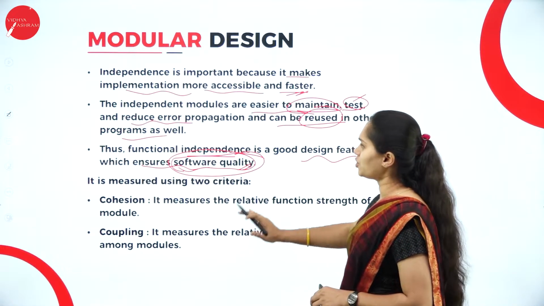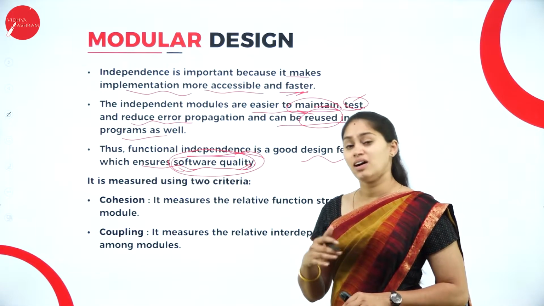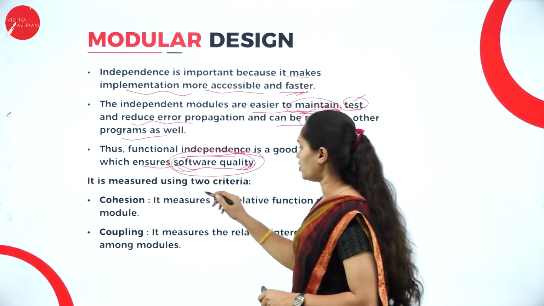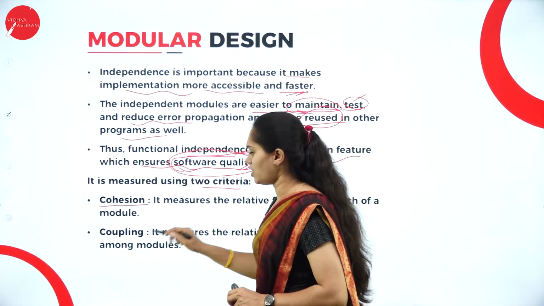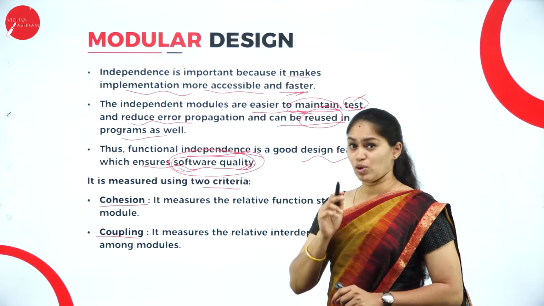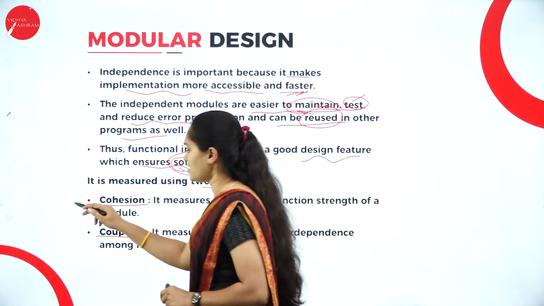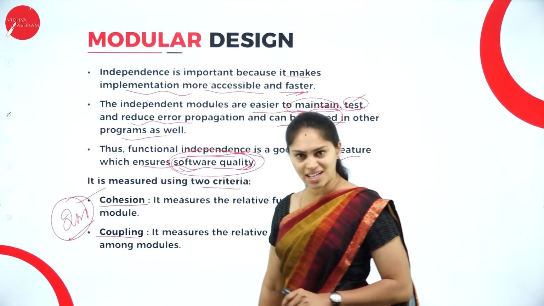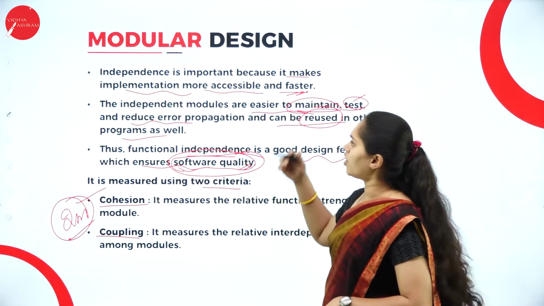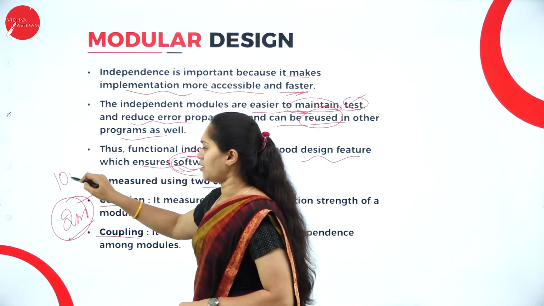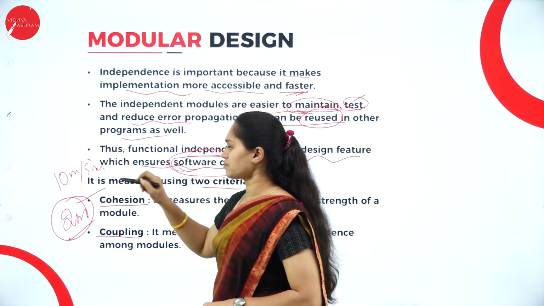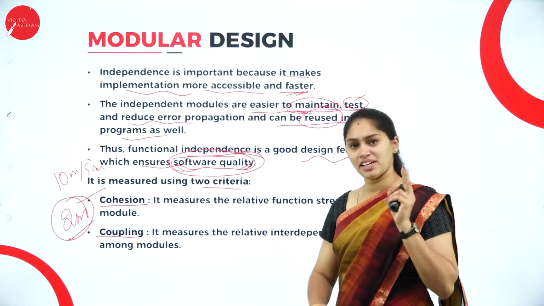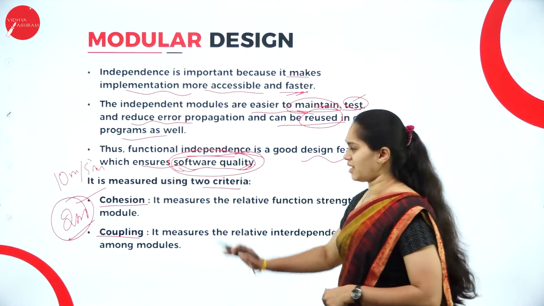And how are we going to measure this independence, or the software quality? With the help of these two criteria: one is cohesion and another one is coupling. Very, very important topic. What is cohesion and what is coupling? For 2 marks, or you can expect functional independence or modular design for a 10 mark or 5 mark question also. Moreover, this topic is very, very important. This cohesion and coupling definition you should never forget. That is it here.